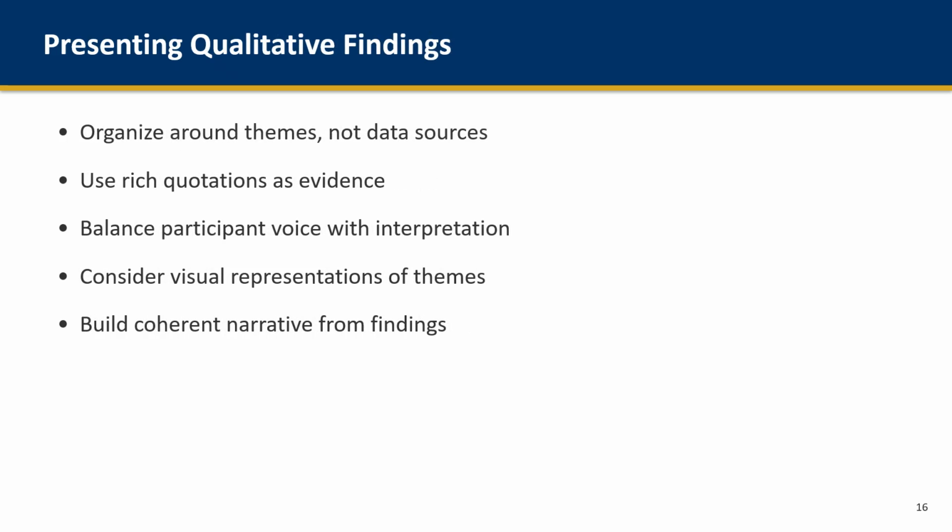Presenting qualitative findings effectively requires different strategies than quantitative results, but equal attention to clarity and persuasion. Organize findings around themes rather than data sources or individual participants. A findings section that says, "Participant 1 said X, Participant 2 said Y, Participant 3 said Z" doesn't synthesize. Instead, present themes with supporting evidence from multiple participants. This demonstrates pattern and integration.